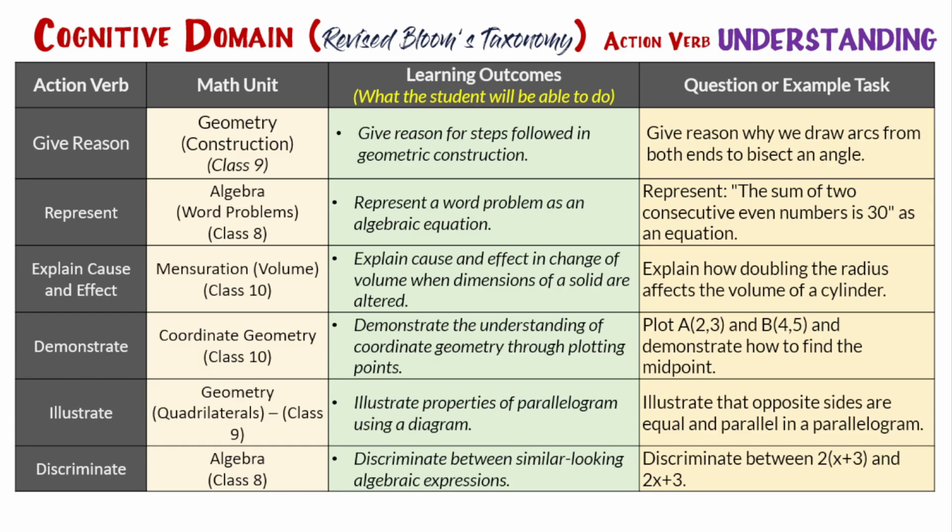Now these are some examples of how to select learning outcomes following the action verbs of understanding. Suppose I am teaching construction from geometry for class 9. Here the learning outcome I can choose is that the student will be able to give reason for the steps followed in geometric construction. Regarding this learning outcome, I can ask the student to give reason why we draw arcs from both ends to bisect an angle. Now pause the video and try to understand how we can write learning outcomes regarding understanding.